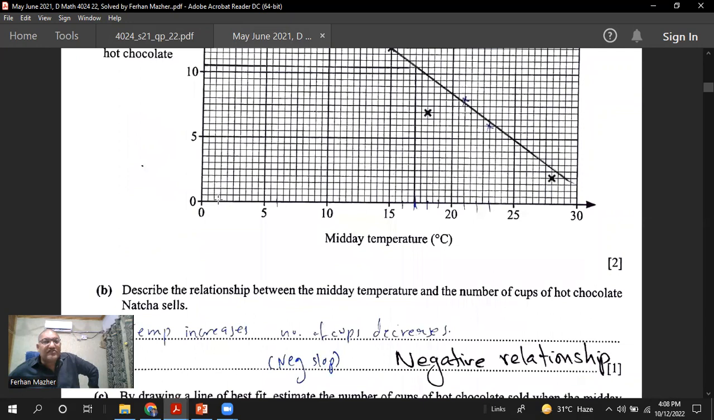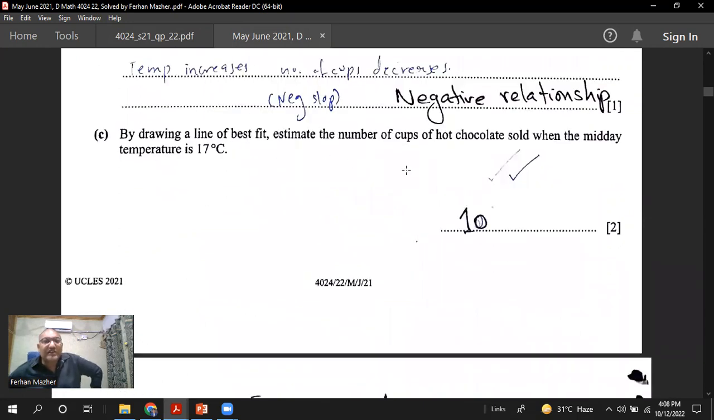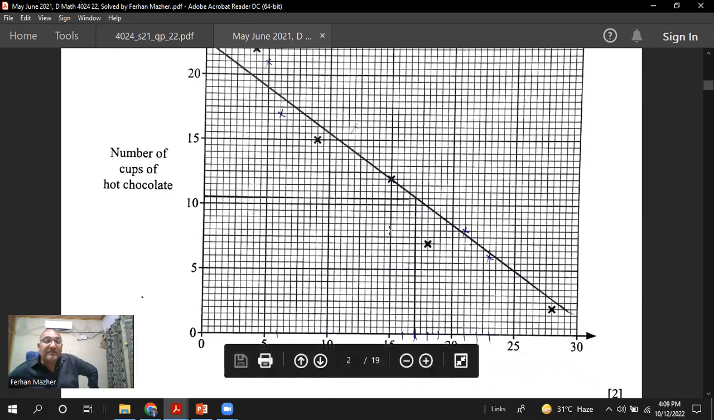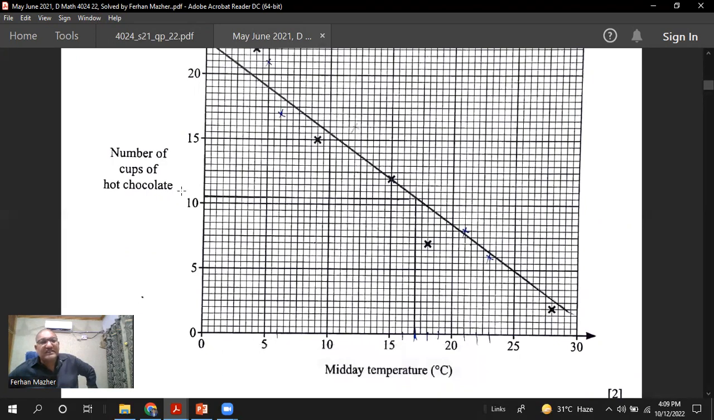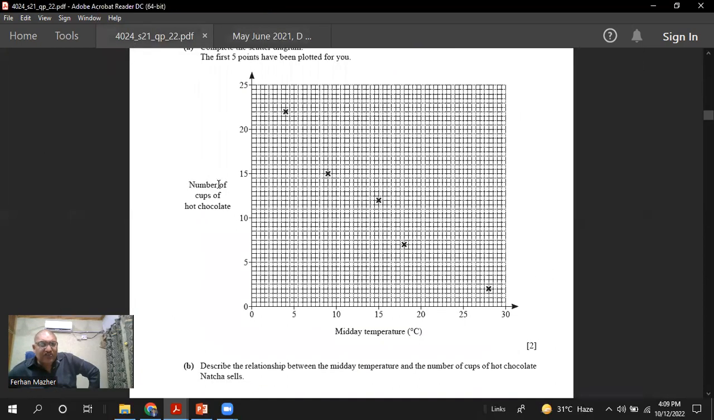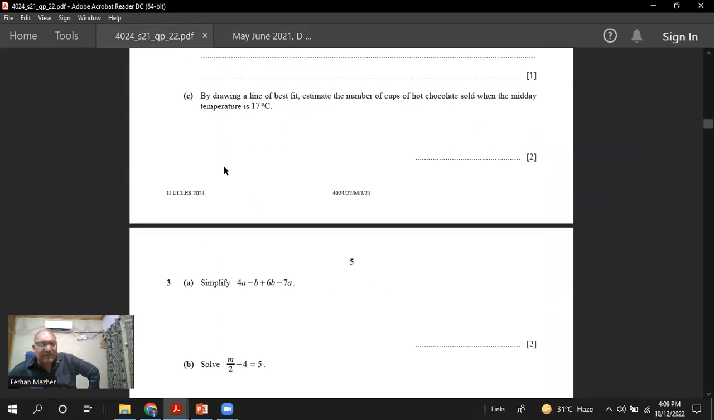Then the question is, by drawing a line of best fit, estimate the number of cups of hot chocolate sold when the midday temperature is 17 degrees centigrade. So the 17 degrees temperature is here. From here, I will go to the line of best fit. From there, I will go to the axis, and check how much is there. This is 10 point something. It means approximately 10 cups are sold, because we're talking about the cups. So this is how you will do this question. So that was the question number 2, C part.